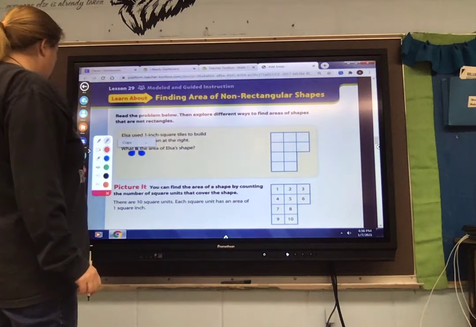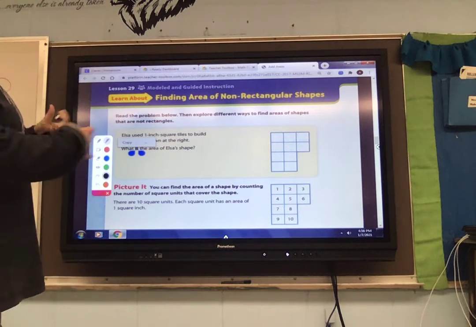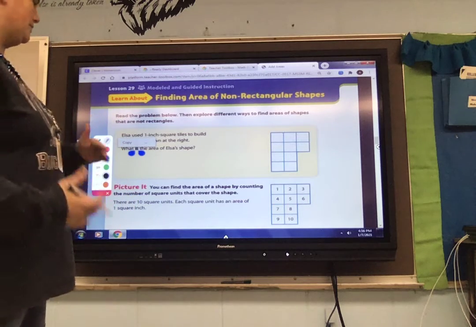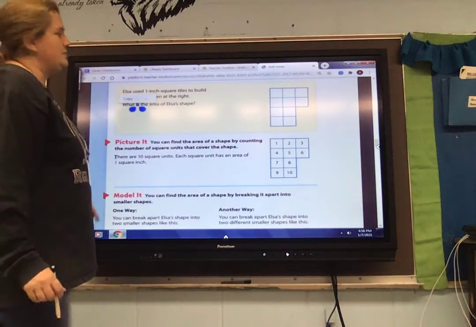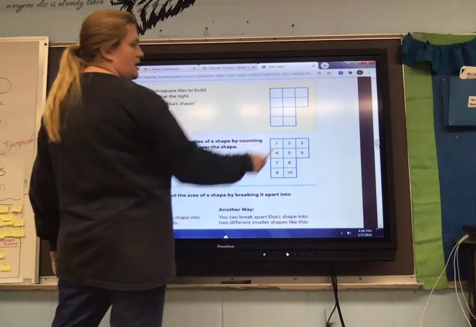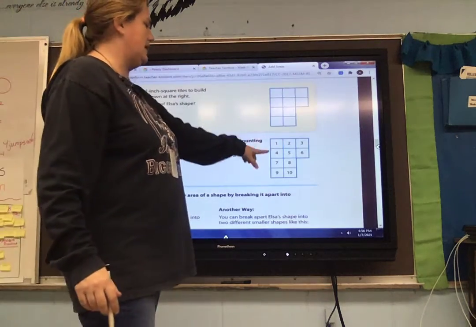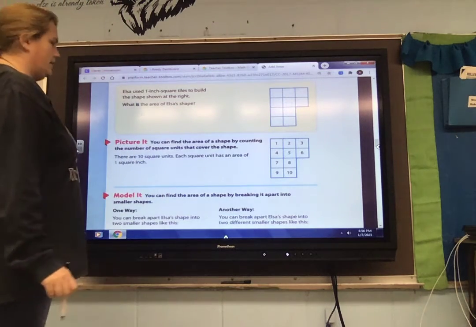So we're still working on area, but this time we're going to take one area, a picture, and break it apart into 2 rectangles instead of 1. If I were giving you a shape like Elsa had right here, you'll see that this is not a rectangular shape. This is actually 2 rectangles put together. There's 2 ways we could break this rectangle apart.